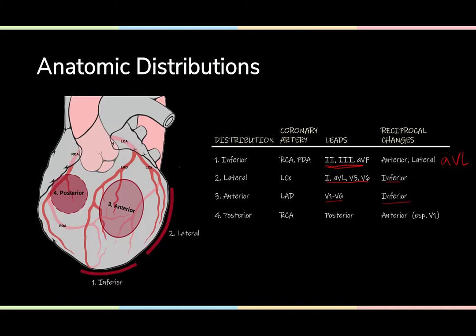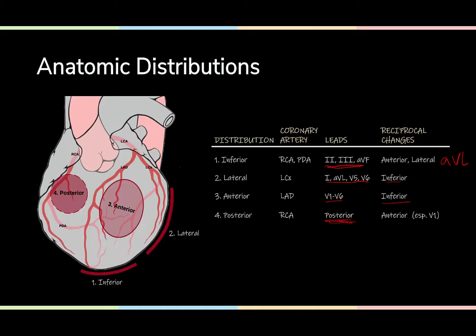All right. And so lastly, we'll talk about posterior MIs. The posterior wall is supplied by the RCA, so occlusions of the RCA can cause posterior MIs. These are oftentimes pretty tricky because we don't technically have leads on the back of the patient. We only have anterior leads on the patient. So what we actually see is ST depressions in the anterior leads V1, V2, and V3. And when you see isolated ST depressions there, you need to start thinking about posterior MI. At that point, you can make a decision to put posterior leads on and check those.